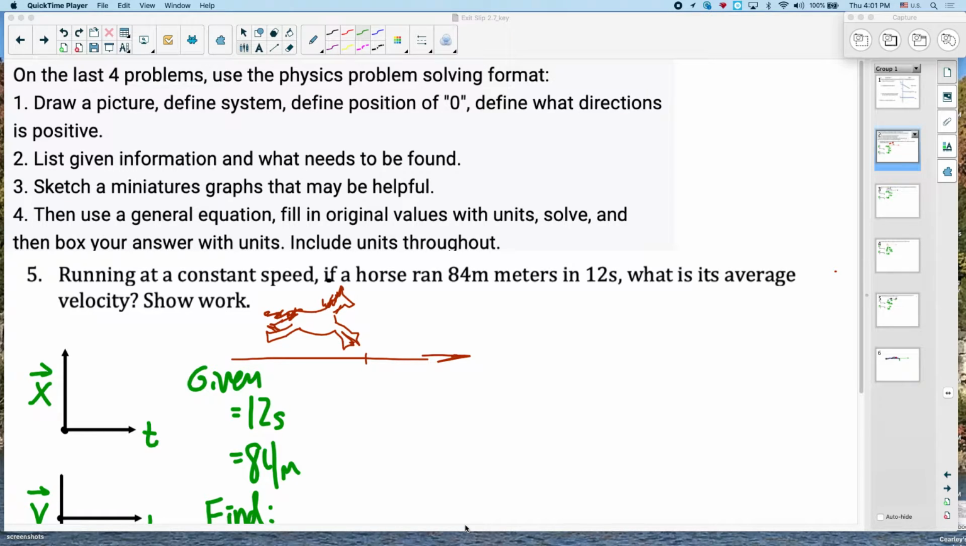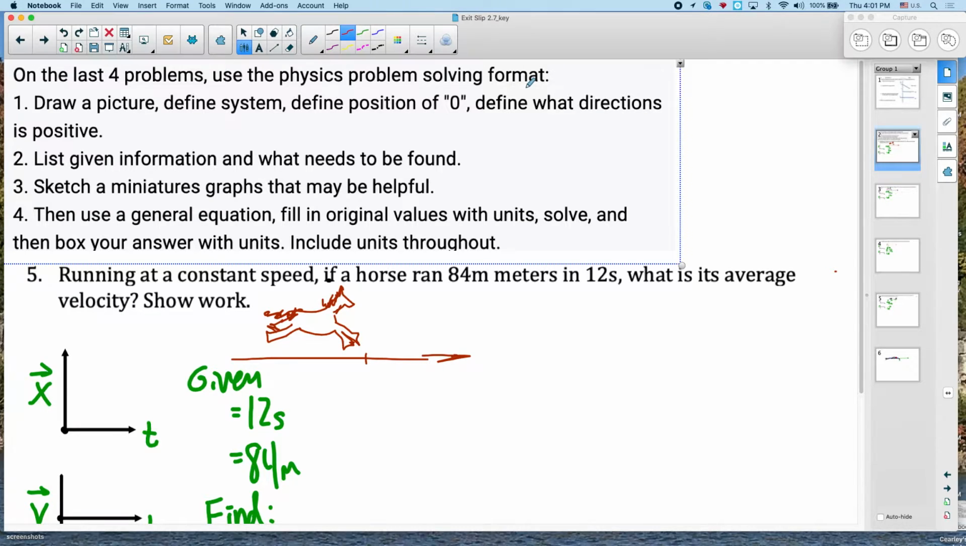So, for the problems for the homework tonight, we're supposed to use the physics problem solving format. Please make sure that you read through those. For each of the problems, we need to draw a picture.